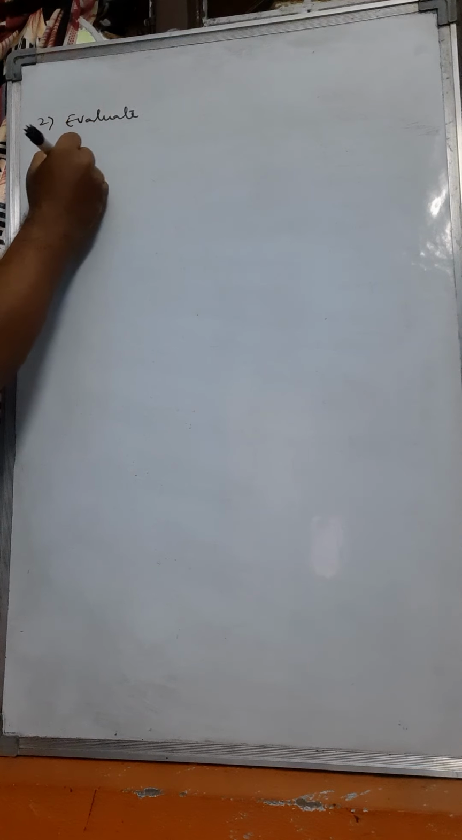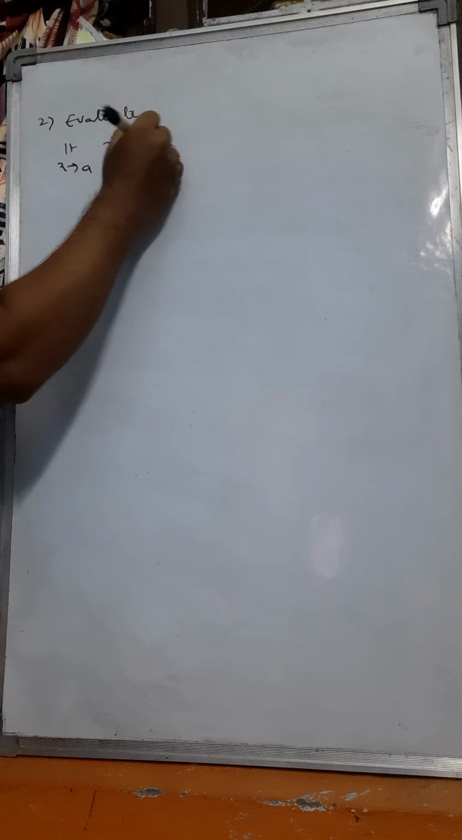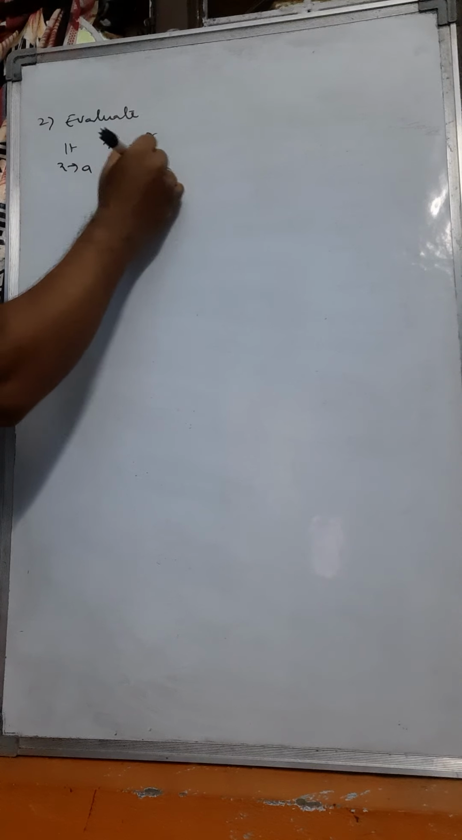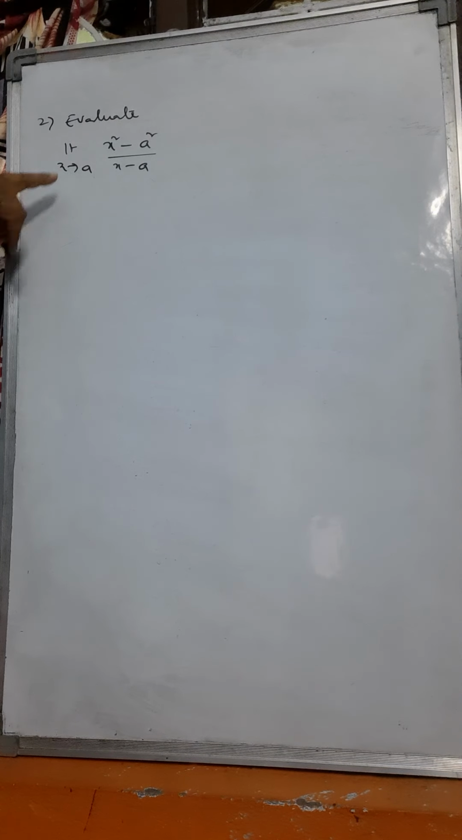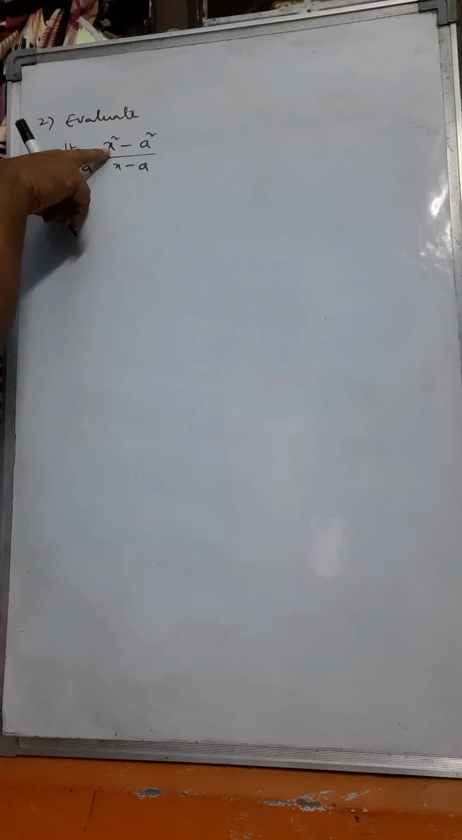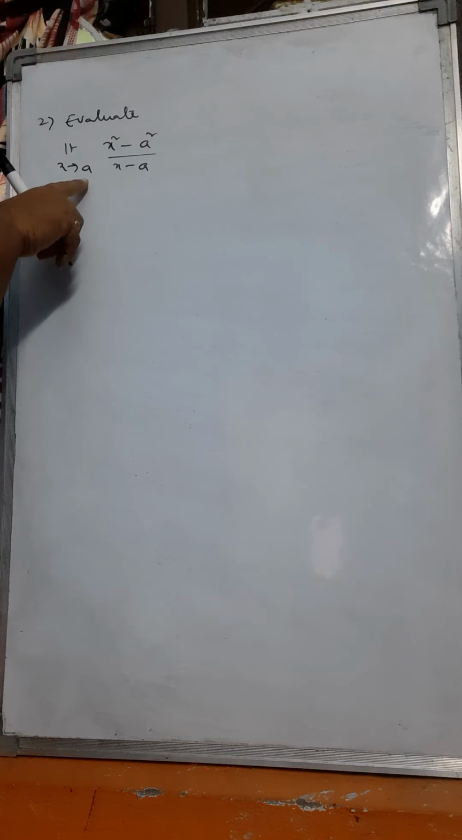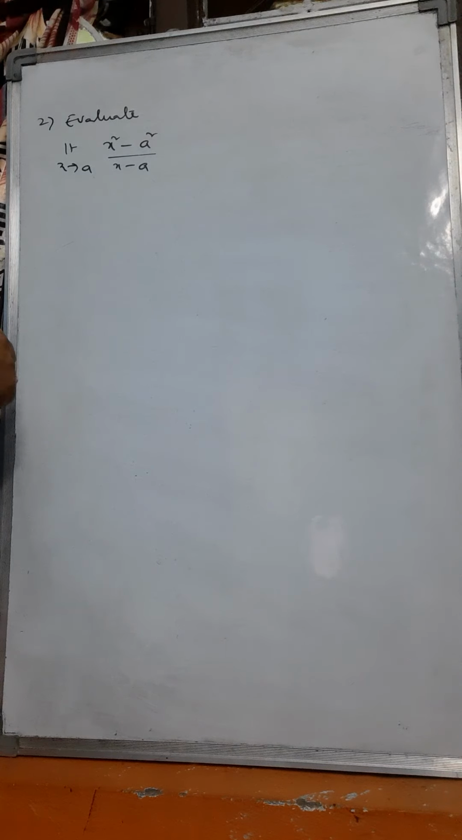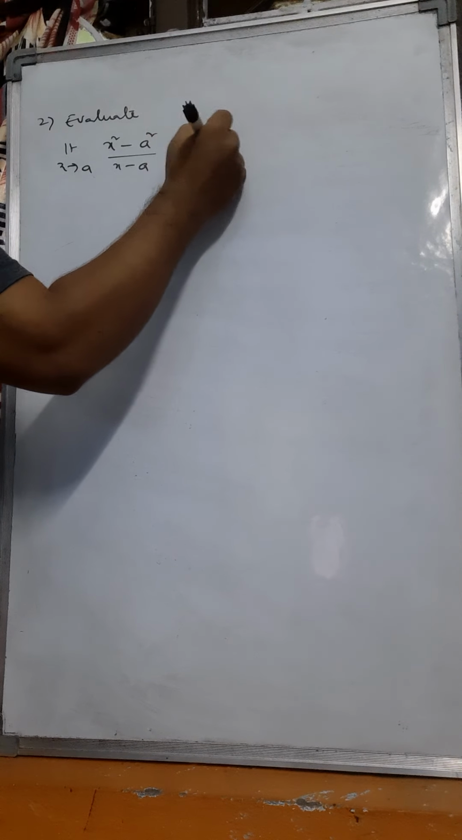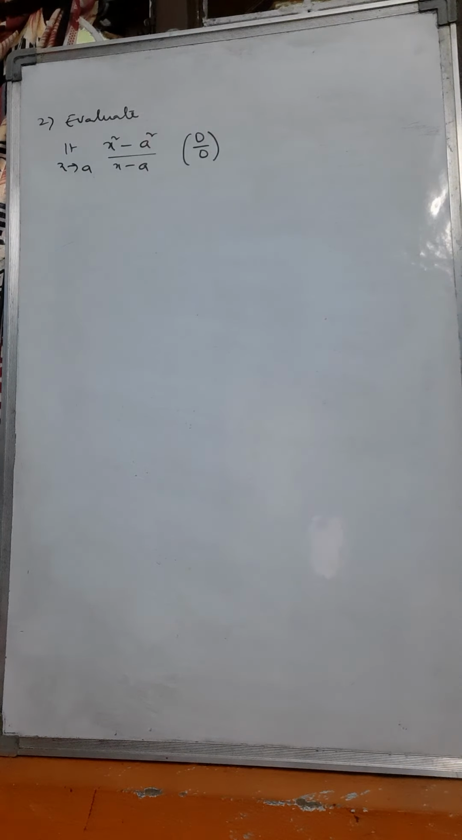Second part: evaluate limit x tends to a, (x square minus a square) by (x minus a). If you put x equal to a, a square minus a square is 0, a minus a is 0. So it is a 0 by 0 form, an indeterminate form. For this one, we have to use the factorization method.